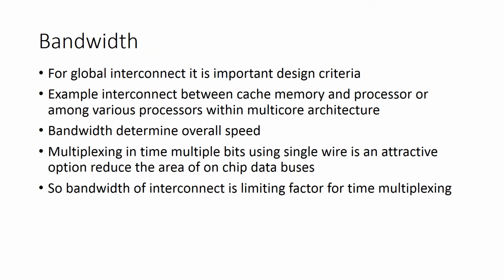So bandwidth for global interconnect is an important design criterion. An example is the interconnect between cache memory and processor, or among various processors within a multi-core architecture. Bandwidth determines overall speed. Multiplexing in time multiple bits using a single wire is an attractive option to reduce the area of on-chip data buses. So the bandwidth of the interconnect is the limiting factor for time multiplexing.